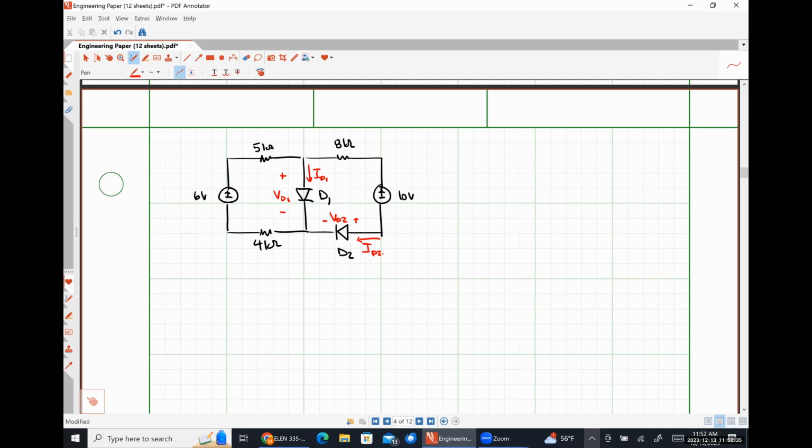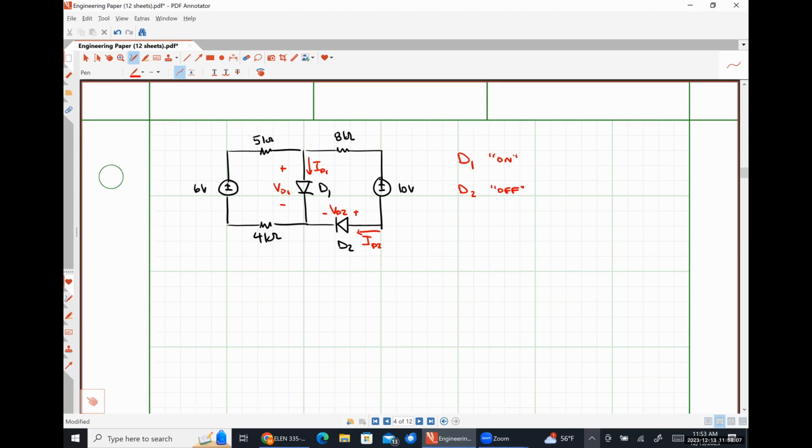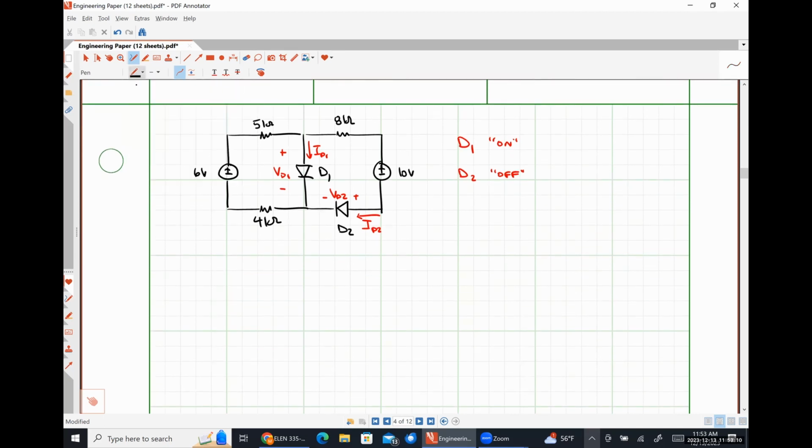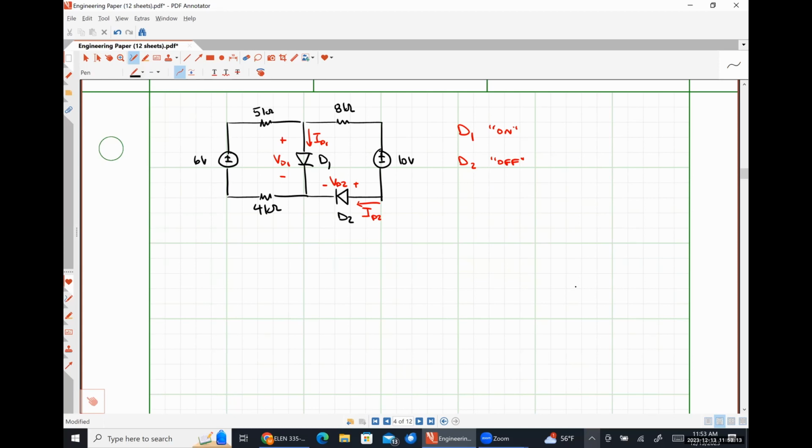Nathaniel Dubois here in the front row, do you think diode 1 is on or off? On, okay. So let's assume diode 1 is on. Haban, do you think diode 2 is on or off? On, okay. So let's find out if that is correct or if it is not correct. With diode 1 on, we're going to replace diode 1 with a short circuit.